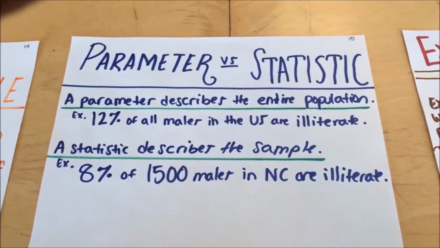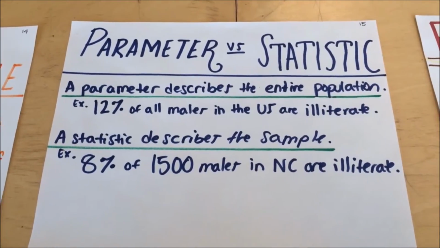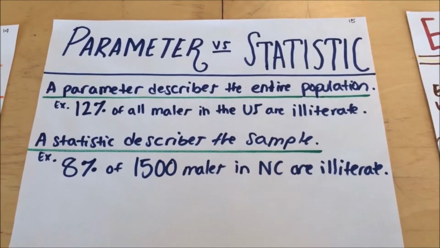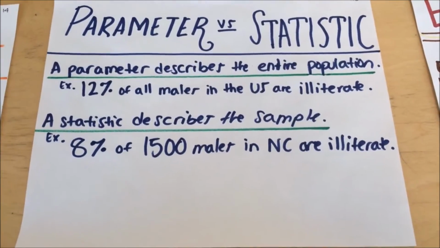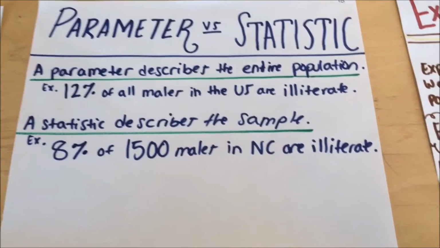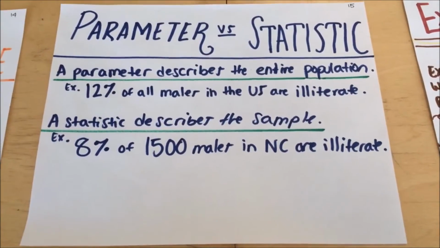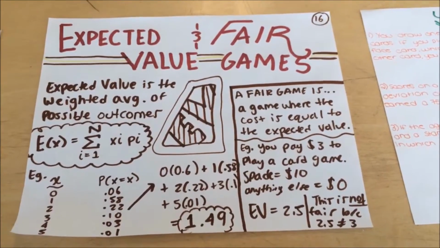Parameter versus statistic. A parameter describes the entire population. For example, 12% of all males in the US are illiterate. That would be a parameter because it describes all males in the US. A statistic describes a sample. For example, 8% of 1,500 males in NC are illiterate, because it describes the sample, which is 1,500 males in NC.